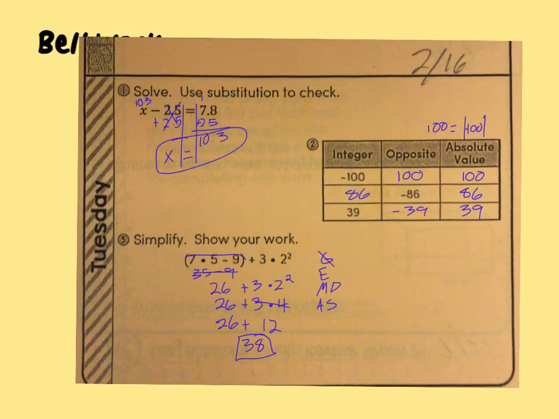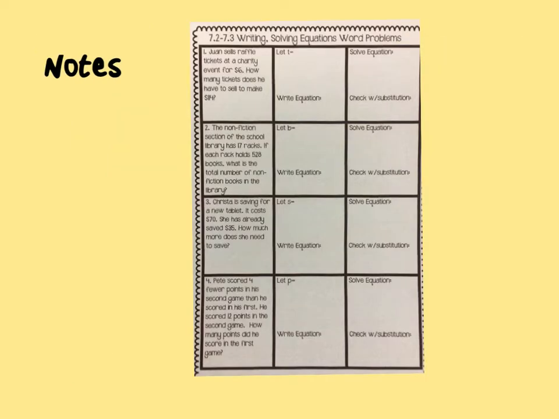Let's look at the next page. All right, so we're in your notes. Look in your notes in the blue section. We're looking for this page. It says writing and solving equation word problems. So let's look at number 1. Juan sells raffle tickets at a charity event for $6. How many tickets does he have to sell to make $114?